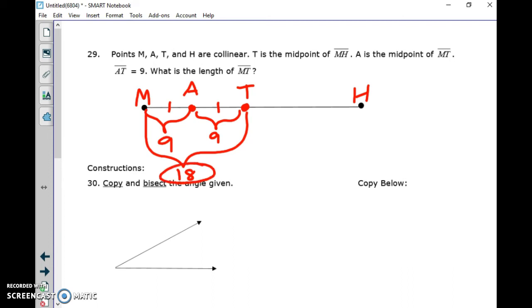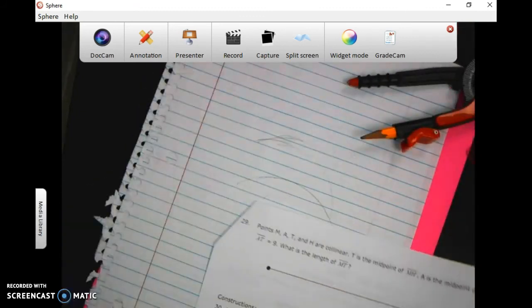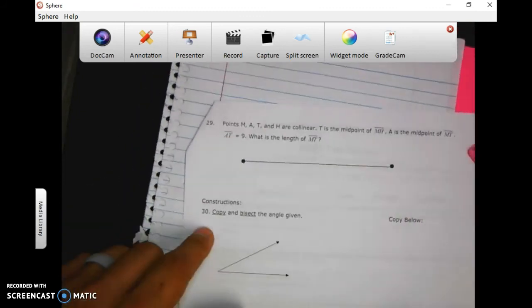Okay. If I asked you for MH, could you figure out MH? Could you double 18 again? That's the question. So, look at number 30. We're going to have to do some construction, so I'll switch over again. So, on number 30, copy and bisect.